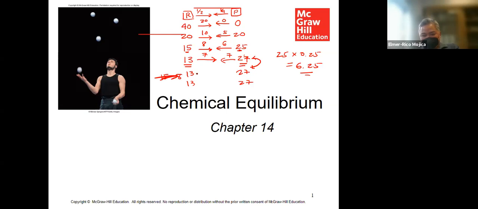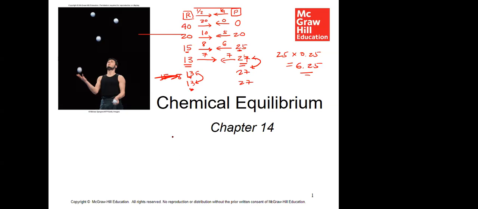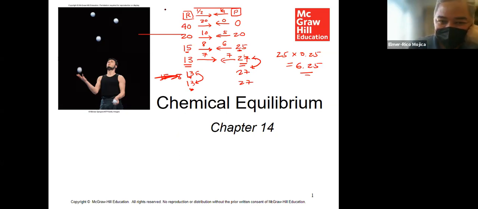Is the 13 here the same as the 13 here? Yes or no? Type the answer in the chat. The answer is no. Why? Because at least 7 items from the previous 13 went to box P. Okay? And 7 new items came here.